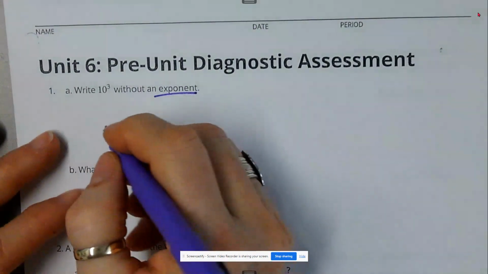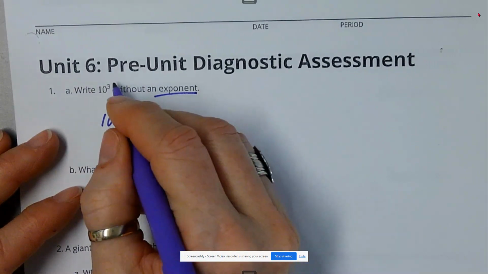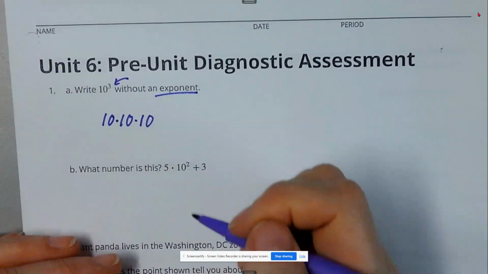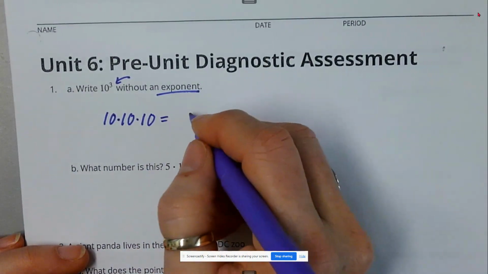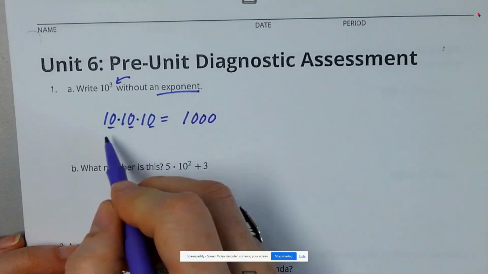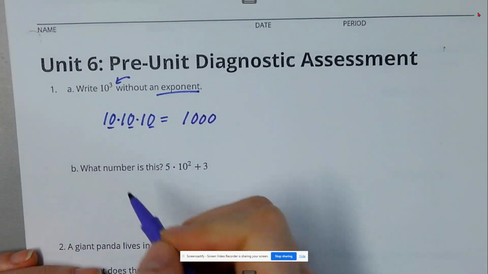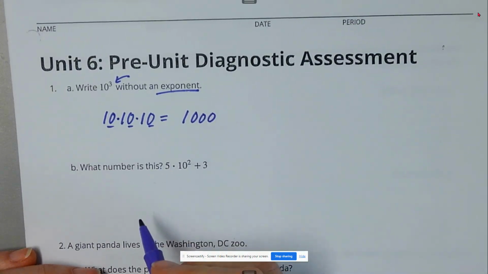So without an exponent, that means this is 10 times 10 times 10, because that little exponent tells you how many times 10 has to be multiplied together. So your answer would be 1,000. I know it's 1,000 because 10 times 10 times 10 has 3 zeros, 1,000 has 3 zeros.